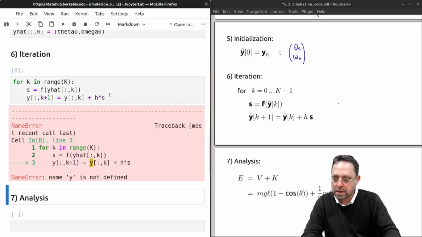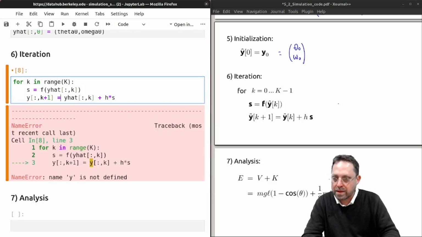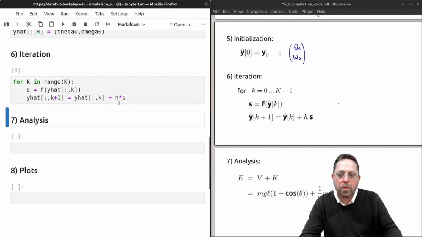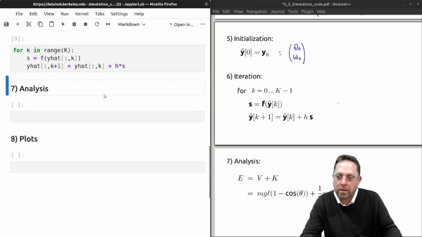Fingers crossed. Oh, what happened? I didn't say y hat. Obviously. You probably saw that. Okay. Y hat, and now that ran. Very good. Next thing, the analysis.